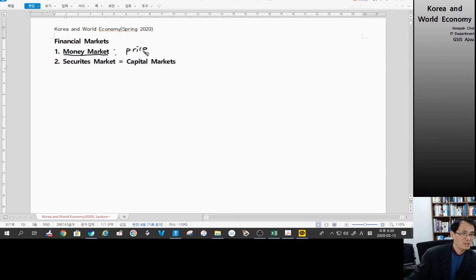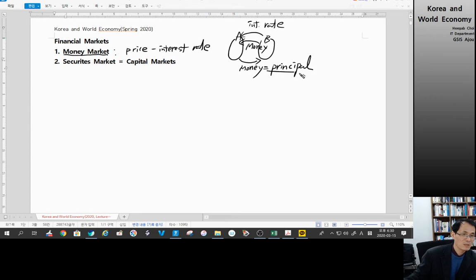The price in the money market is the interest rate. Okay. Suppose A is here and B is here. When you lend money, B has to pay the interest rate periodically, and then he has to pay back the money, the principal, right? This one is called principal. So the interest rate becomes the price, right? Okay, let me clear.